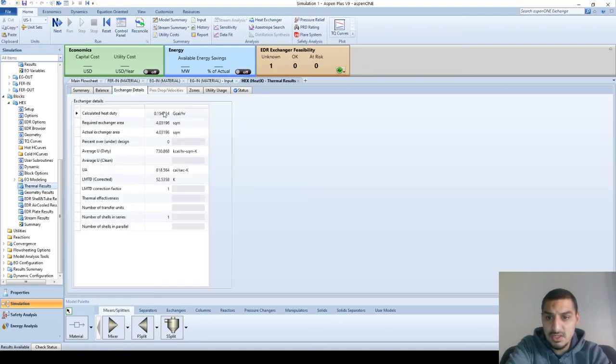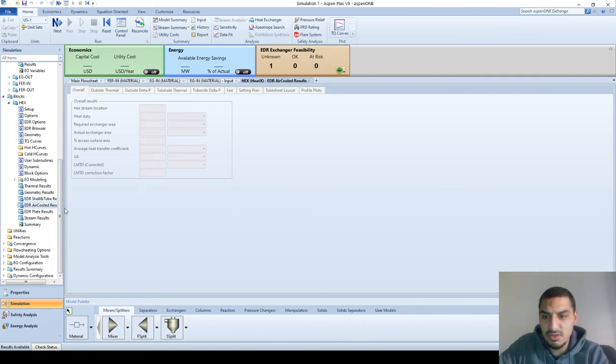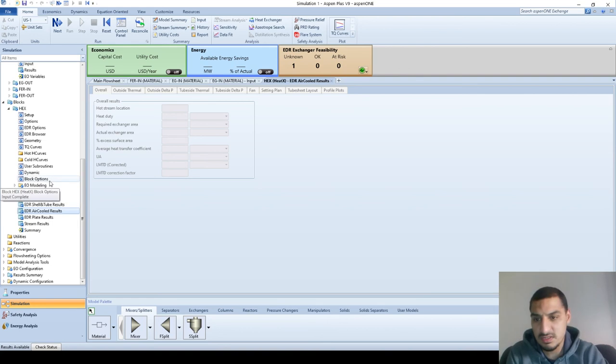In the exchanger details, it gives us information about the duty, the area that I need for the heat transfer, the average U, the U multiplied by A, and the LMTD. So it's giving me pretty much good information about the heat exchanger. There is no information about the geometry, no information about the shell and tube results, and no information about the air cooler. For all of them, I don't have any information because in the shortcut mode, this is not information that I can get out of this block as a result.